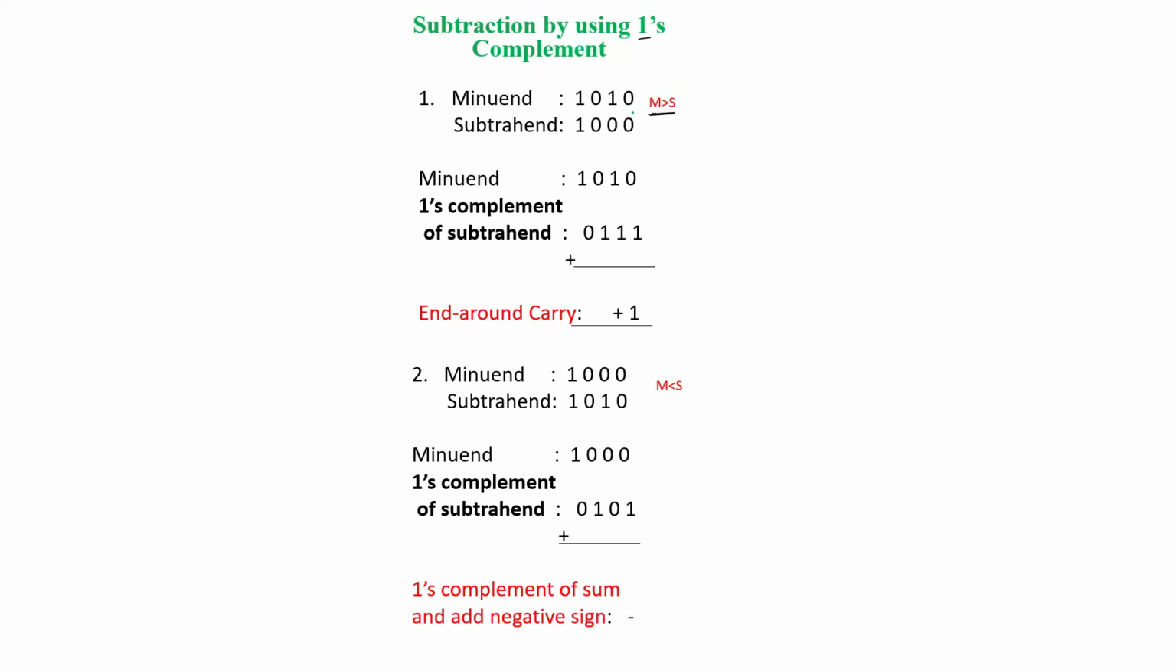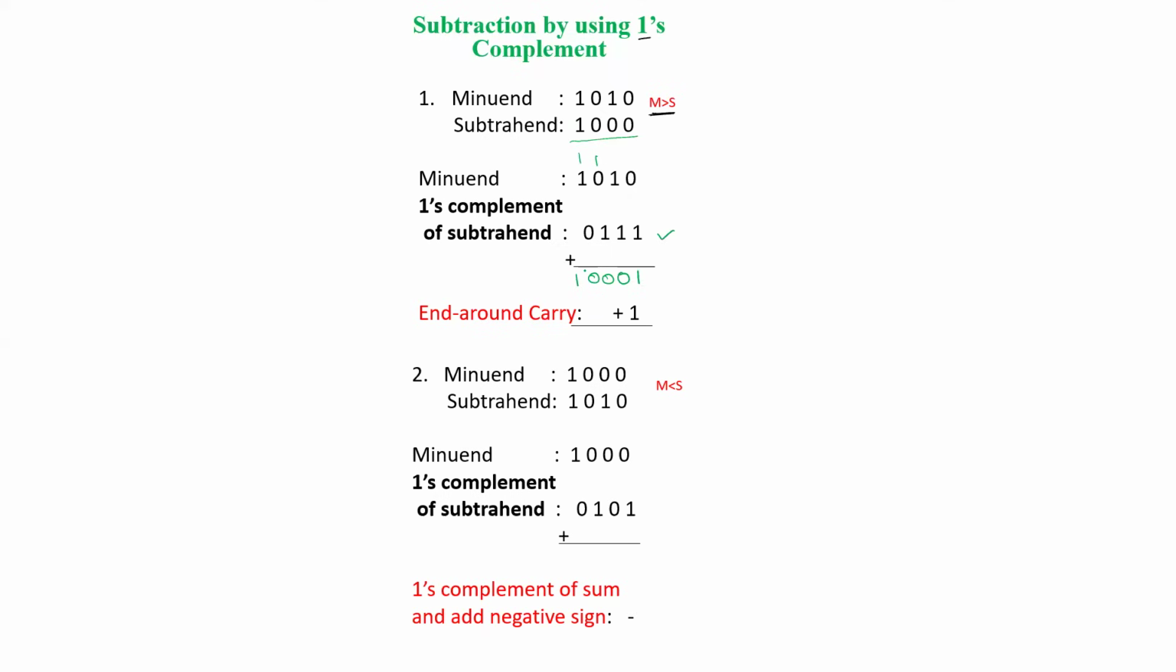So now 1 0 1 0 is the minuend, and the subtrahend is 1 followed by 000. Now we have to take the 1's complement of the subtrahend. So 0 will change to 1, 1 will change to 0. So this is the 1's complement. And the minuend is 1 0 1 0. Now we have to perform the addition operation. So 0 plus 1, 1. 1 plus 1, 0, carry 1. 0 plus 1, 1. 1 plus 1, sum is 0, carry 1.